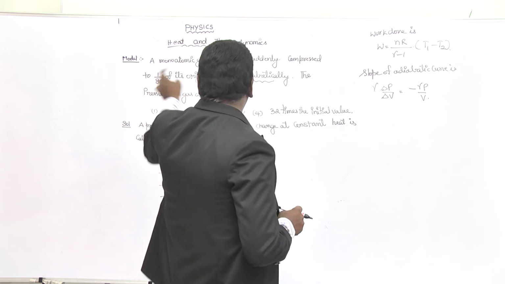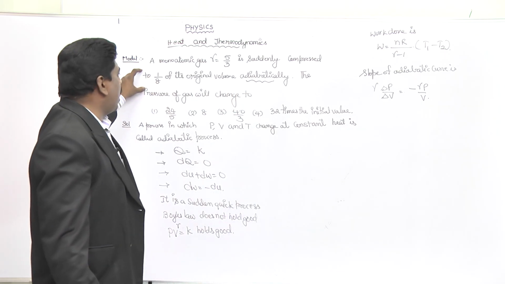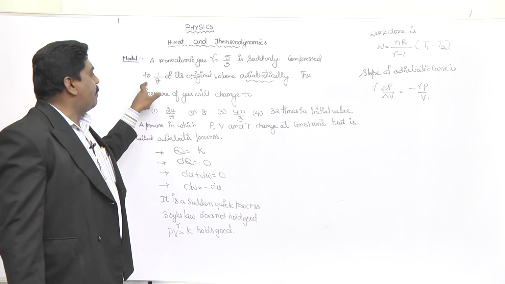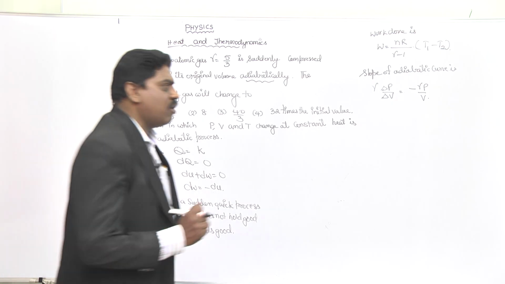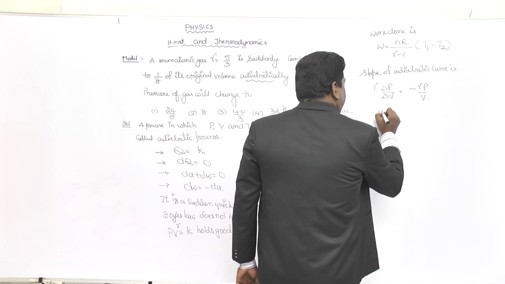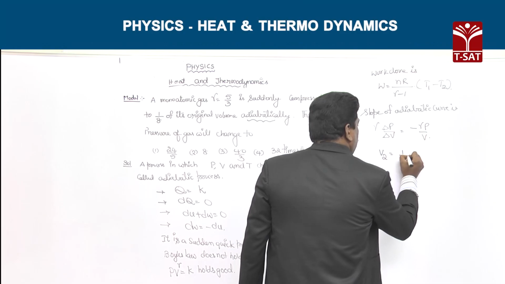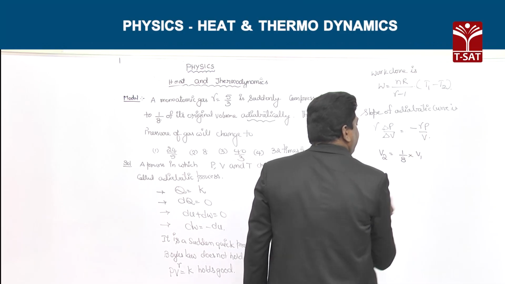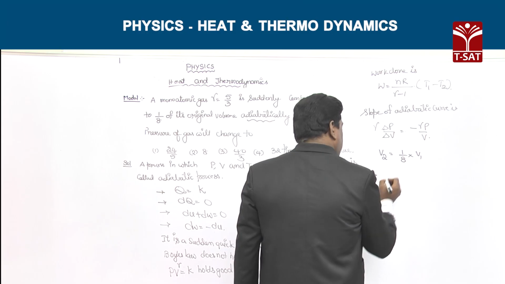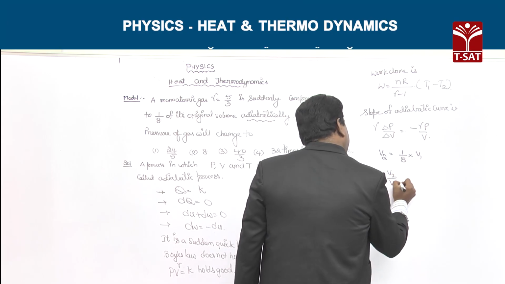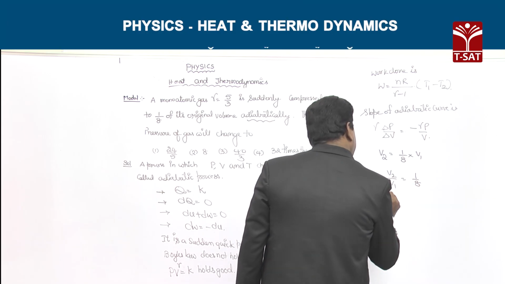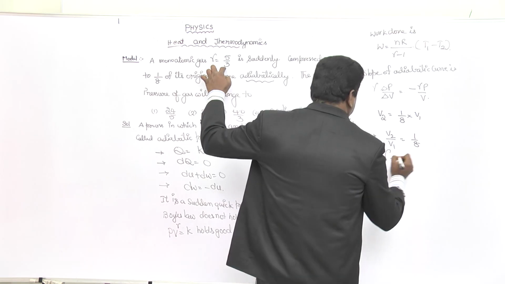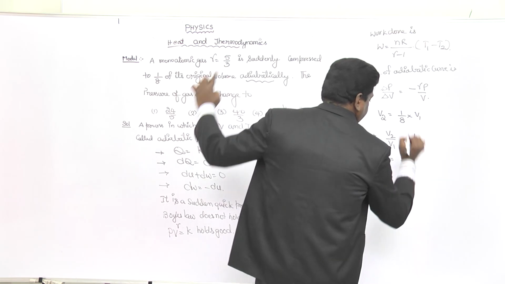Now, when you come to the problem side, the gas is suddenly compressed to 1/8 of its original volume. It means V2 is equal to 1/8 times V1. So V2 by V1 is equal to 1/8, and we are given gamma as 5/3.